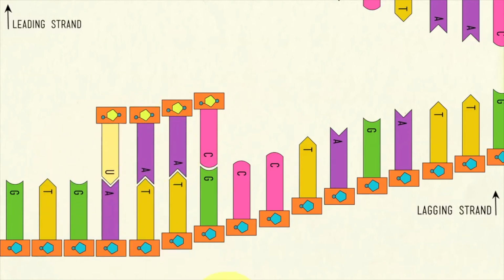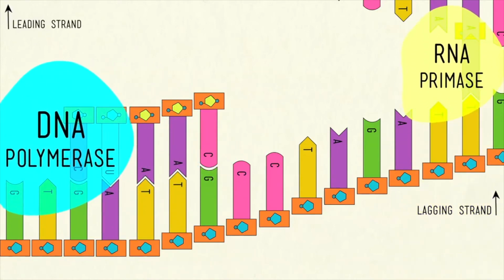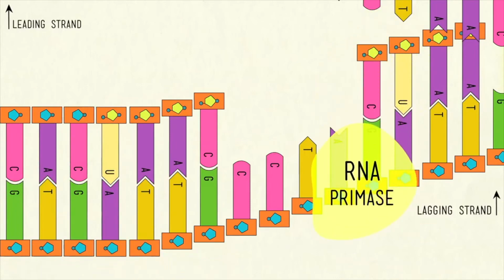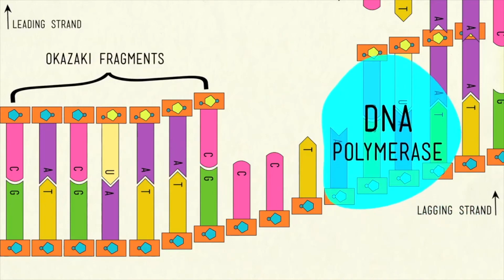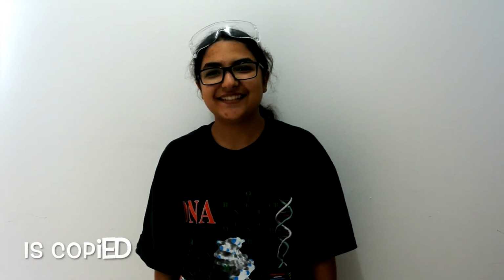RNA primase comes and lays down its primer on the lagging strand. DNA polymerase then comes. However, it does not follow the DNA helicase. It instead moves in the opposite direction, following the 5' to 3' route. This process continues until the entire lagging strand is complete.